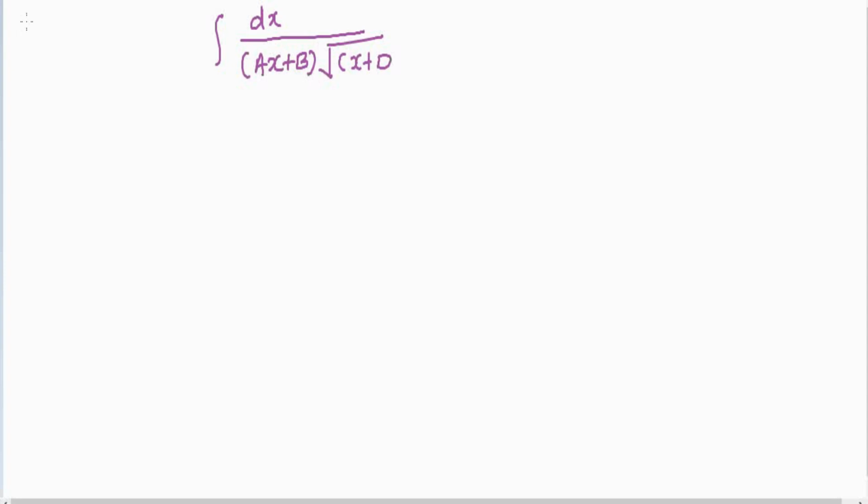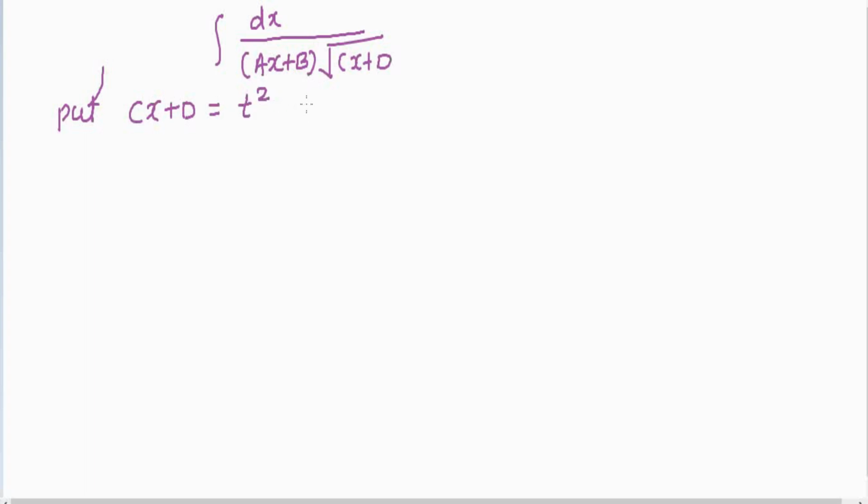In this video, we will see another form of integration of irrational algebraic function. Here you can see that the denominator of this function is of the type ax plus b into under root of cx plus d. The process is very simple. For such a type of integration, put the substitution cx plus d equal to t square.